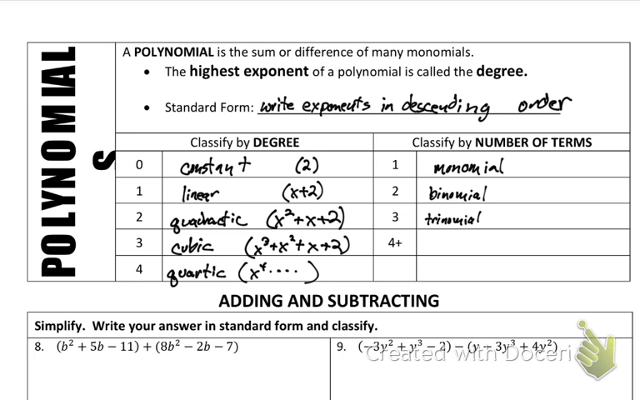There are other names, but we don't use them a ton, so we're just going to go with, if it's bigger than that, we'll just call it a polynomial. In fact, most of the time I just call them all polynomials.